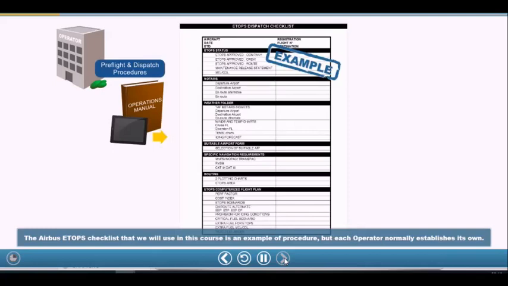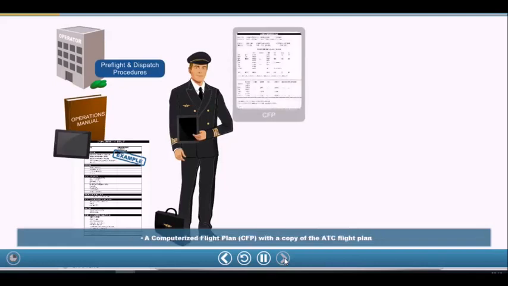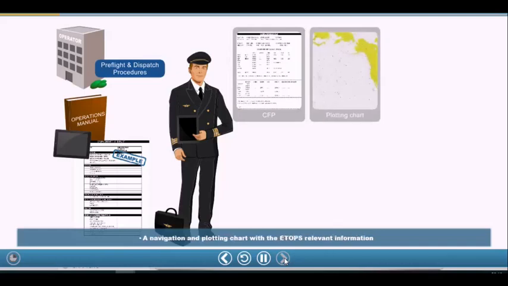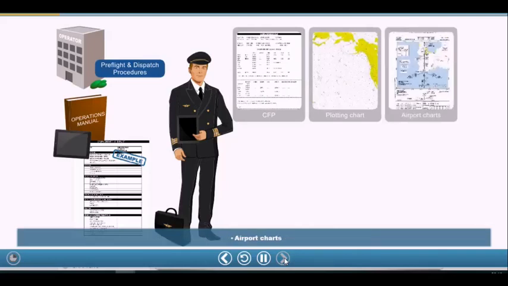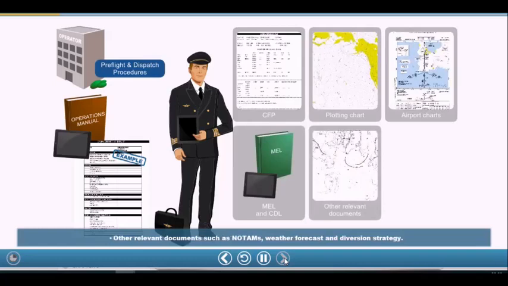The flight crew documentation for the intended flight should include a computerized flight plan, CFP, with a copy of the ATC flight plan, a navigation and plotting chart with the ETOPS relevant information, airport charts, MEL and CDL ETOPS capabilities, and other relevant documents such as NOTAMs, weather forecast and diversion strategy.